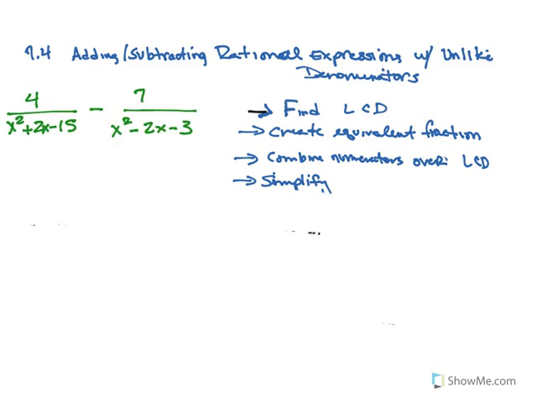All right, so I'll put this problem here. 4 over x squared plus 2x minus 15 minus 7 over x squared minus 2x minus 3. I want you to figure out this problem. So you should pause the video and work this out. And I'm going to work it out too.